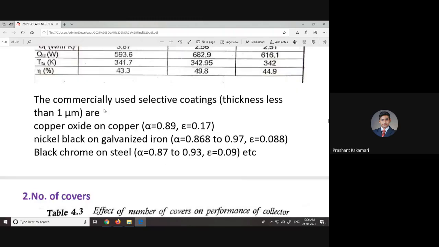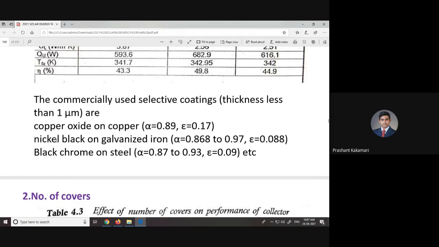So these are some commercially available selective coatings. The thickness you can see here, less than 1 micrometer, should be maintained because the heat transfer should be important for our absorbing tubes, not for the surface of the absorber plate. So thickness should be maintained very small. These are some of the absorber plates with properties, emissivity and absorption, so that you can go by the PPT.